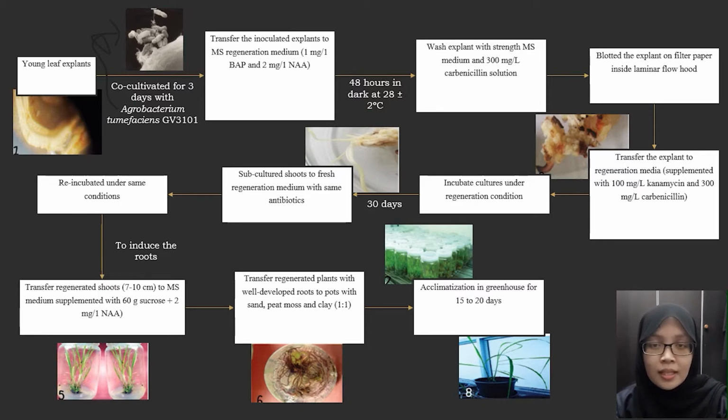The explants then were incubated for 30 days so that they could subculture the shoots to fresh medium with the same antibiotic and re-incubate under the same conditions. Next, they transferred the regenerated shoots to medium supplemented with sucrose and NAA to induce the roots. Finally, the regenerated plants were transferred to pots and kept in the greenhouse for acclimatization.